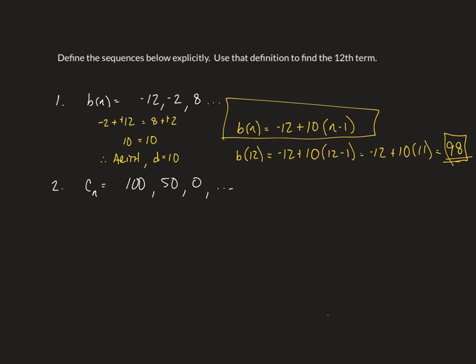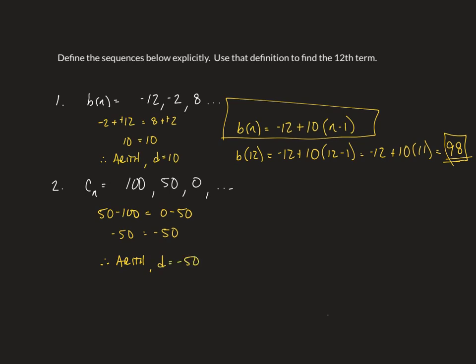In the next sequence, I am again going to try to prove that this is arithmetic. So I have to do 50 minus 100 and see if that's the same thing as 0 minus 50. This is just showing that I do have a common difference here. 50 minus 100 is -50, and 0 minus 50 is also -50, so it's arithmetic. And the common difference is -50.